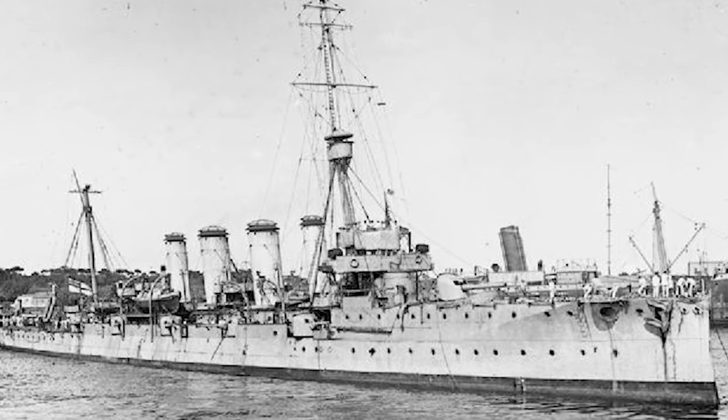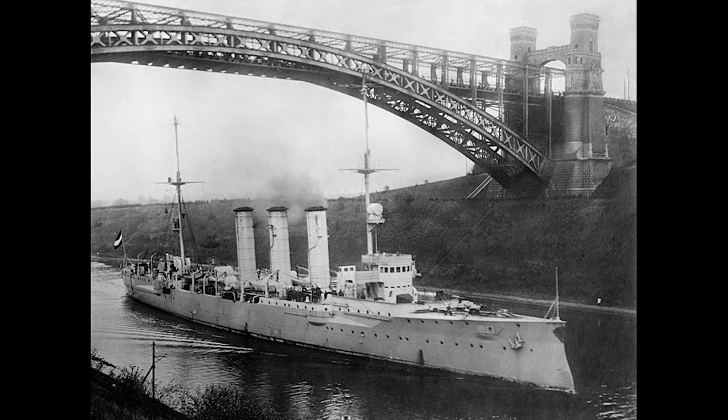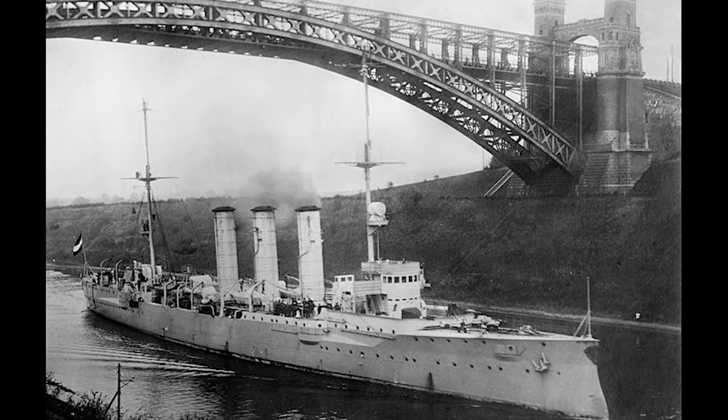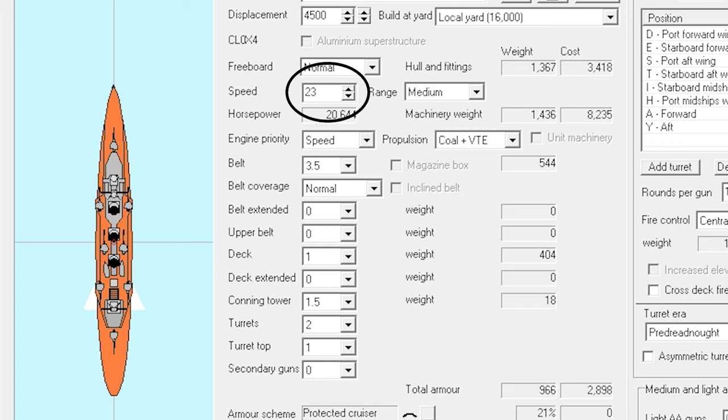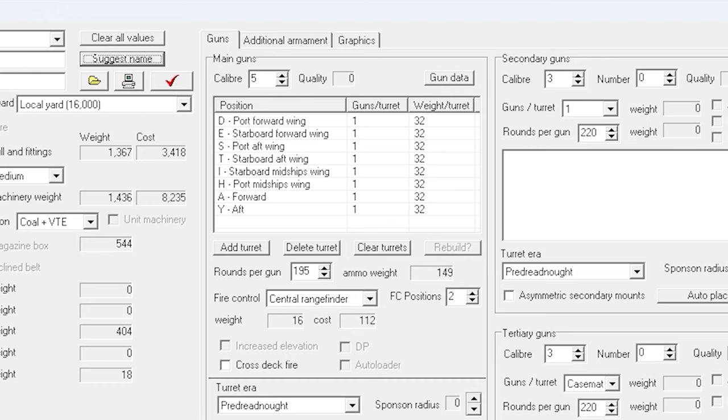Light cruisers are smaller versions of armoured cruisers. Through history, they served in a variety of roles, primarily as convoy escorts and destroyer command ships, but also as scouts and fleet support vessels for battle fleets. Mine, however, is a little on the slow side for my liking, but with 5-inch quality 0 guns, I think it packs a good enough punch against other light cruisers and destroyers.